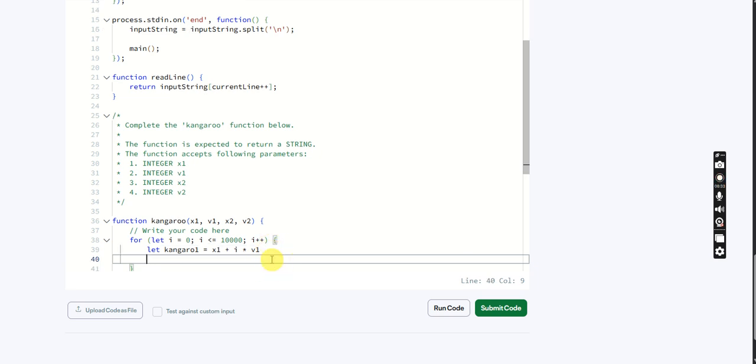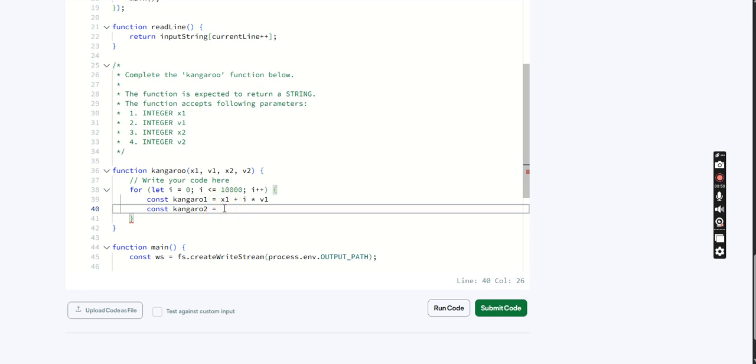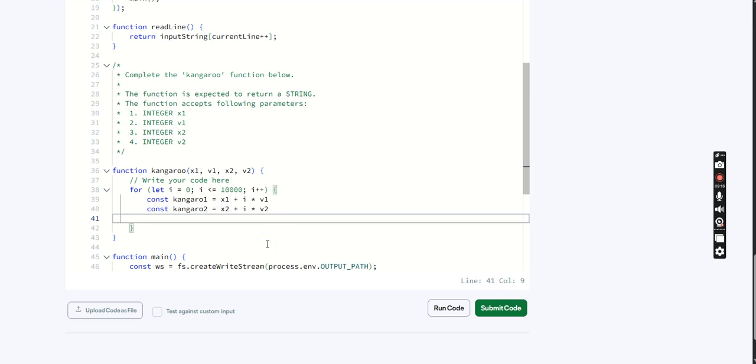Then kangaroo2, I'll just copy this. I can use const since I'm not reassigning. This one will be kangaroo2 equal to x2 plus index i multiplied by v2. The same thing applies to both of them: we multiply the index by the distance and add it to the starting position. The starting position is constant, but the index that we multiply with the jump distance will be changing.